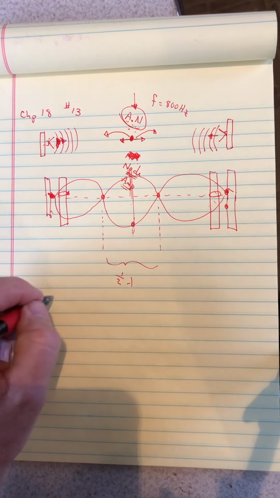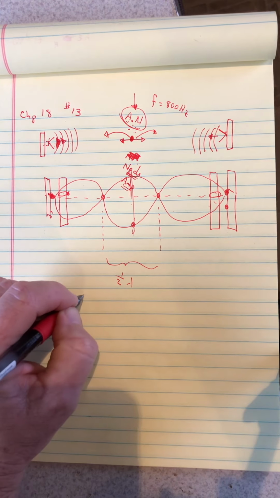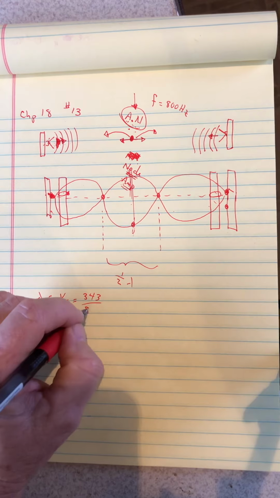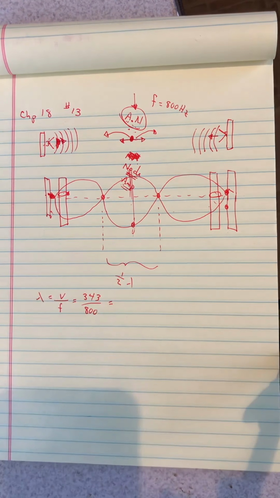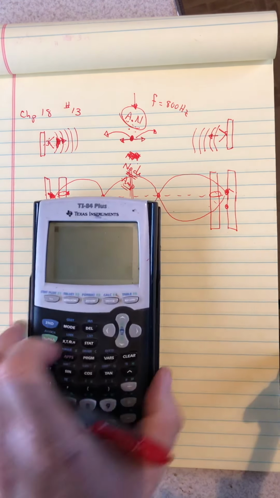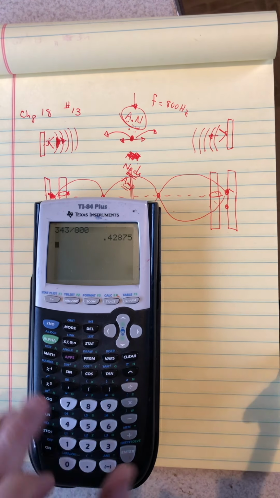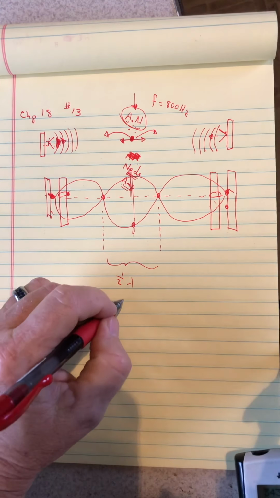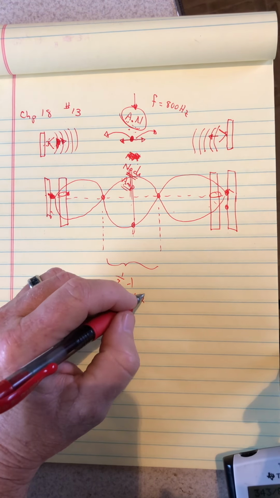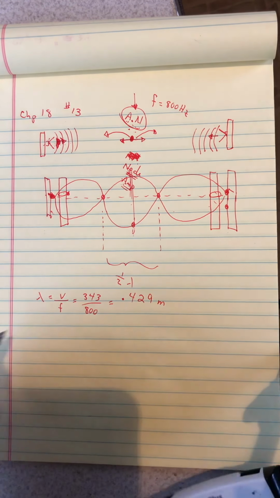So let's find the wavelength. That's going to be a big step here. So velocity divided by frequency is the wavelength. They said take the velocity to be 343 meters per second. Take the frequency to be 800. And grabbing the calculator, 343 divided by 800 gives me 0.429, and I'll round it to 0.43 meters for the wavelength.